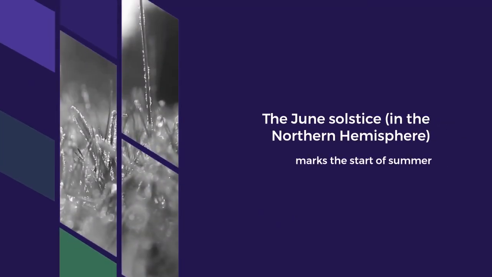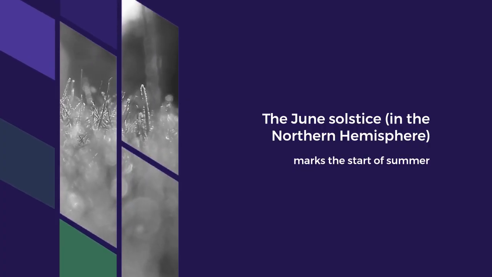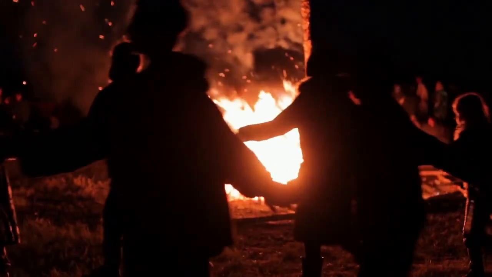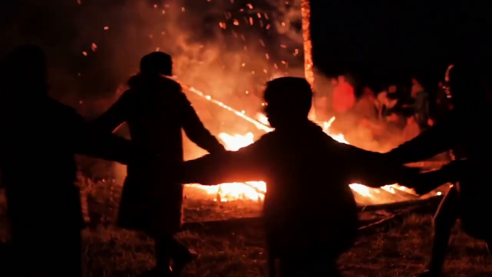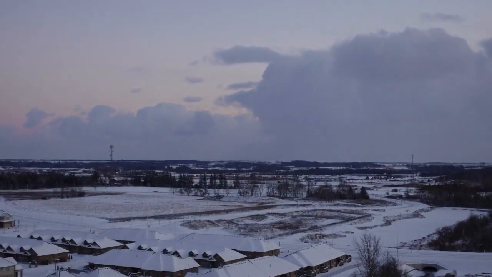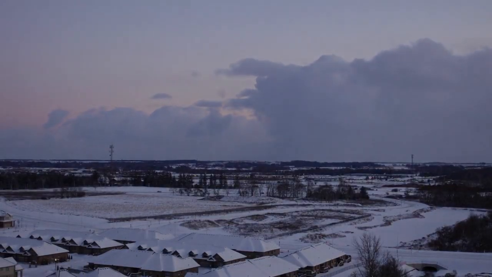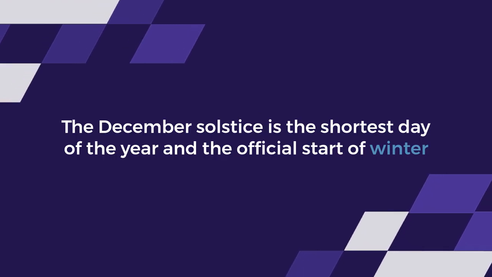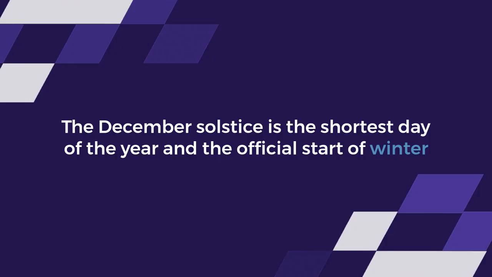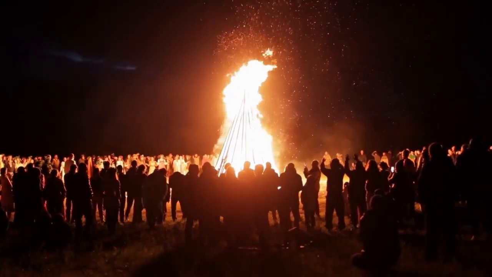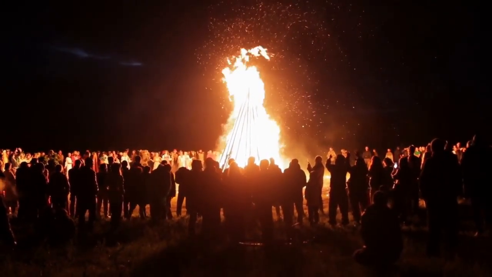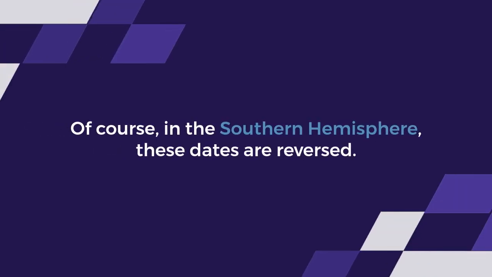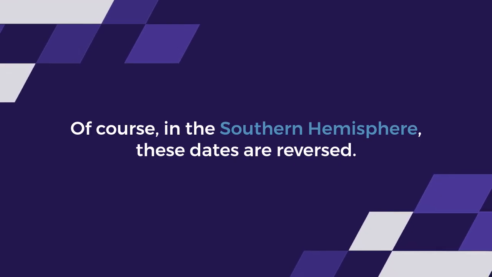In the northern hemisphere, the June solstice, around June 20th or 21st, marks the start of summer. It's the longest day of the year because the North Pole is tilted closest to the sun. On this day, the sun's rays shine directly overhead at the Tropic of Cancer. The December solstice, around December 21st or 22nd, is the shortest day of the year and the official start of winter. This time, the South Pole is tilted closest to the sun, and the sun's rays are directly overhead at the Tropic of Capricorn. Of course, in the southern hemisphere, these dates are reversed.